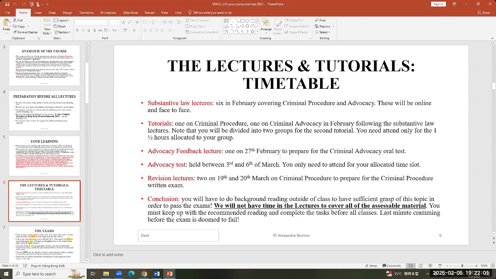Then we have a feedback lecture after the tutorial. So the purpose of the feedback lecture is for me to go through the feedback as a group that you received from me and from the other tutor, so that we can consolidate all of the feedback together. And then also I'll demonstrate the bail applications that you made, and then we can discuss it. And then we have the advocacy test.